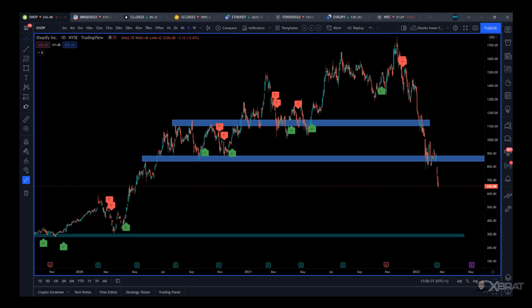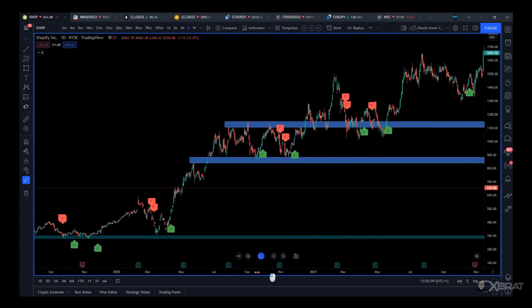So that aside, I'm going to talk about Shopify, one of the biggest stocks. We're going to look at these xBrat signals. And then we're going to set up some alerts on the TradingView platform for the future, because we know it looks like it behaves well. So we go down to the left here. This is the daily time frame. Remember, every candle is a day.